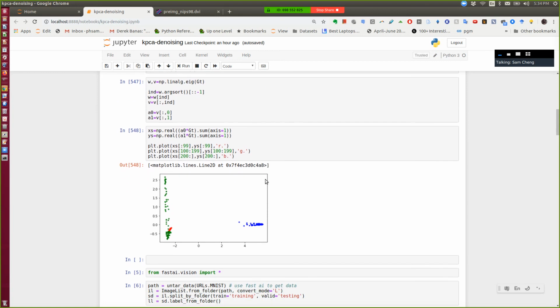Actually, this is kind of a result from kernel PCA. It's not completely separable, but this part is separable. So it basically projects to here. I project to a very high dimension. So PCA is dimensionality reduction, and kernel PCA is increasing the dimensionality.